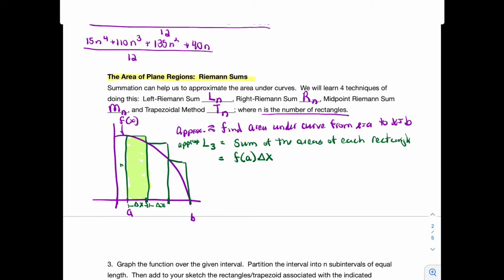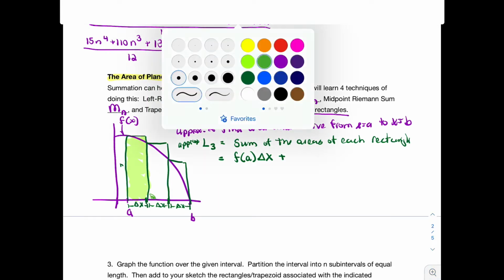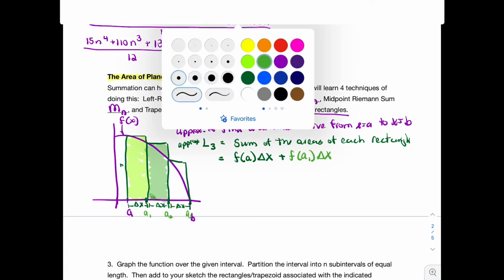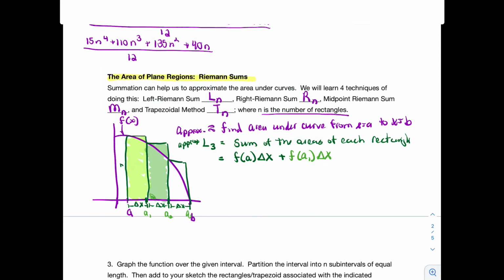Now to find the area of the next rectangle, I'm going to take the height of that function value, and this time it's the height at, we're going to call this endpoint a sub 1. So it's going to be the function value evaluated at a sub 1. That'll be the height times width, which is delta x, plus for our third rectangle to find its area, this area here, we will take the height of that function, which is the function value evaluated at a sub 2, times our width, which is delta x.